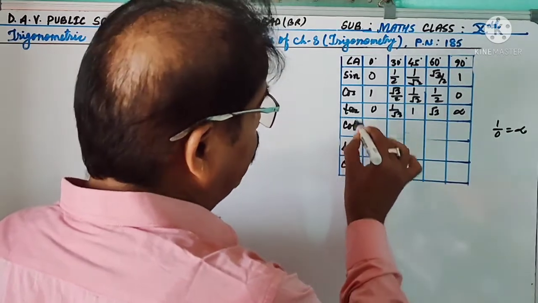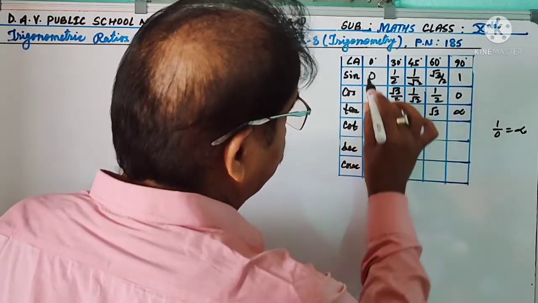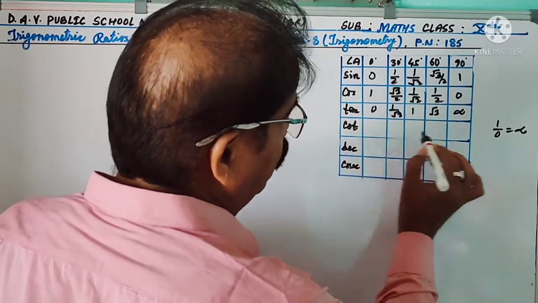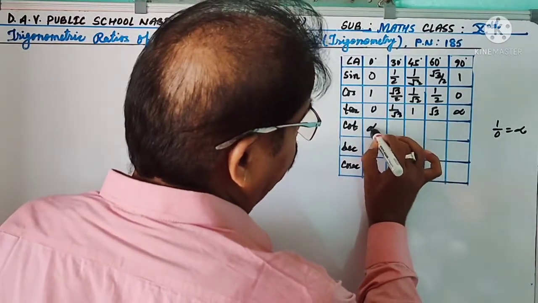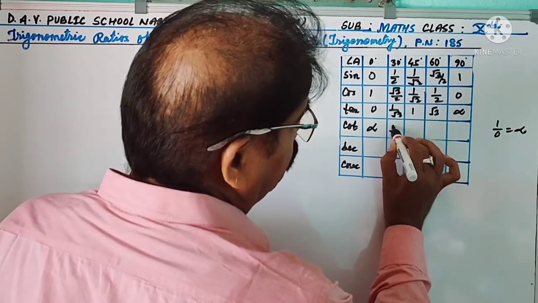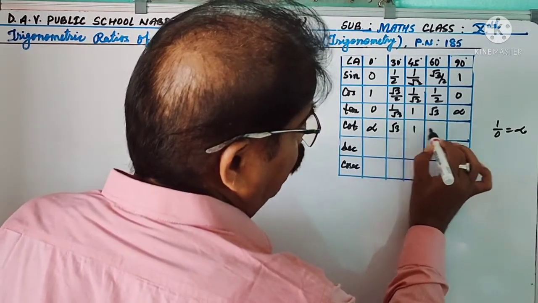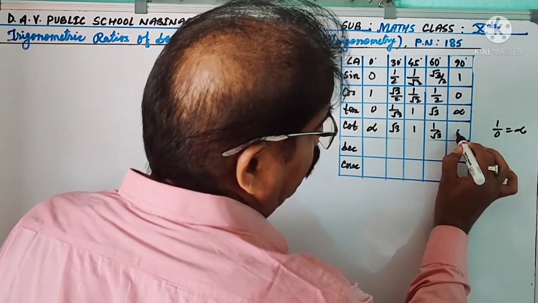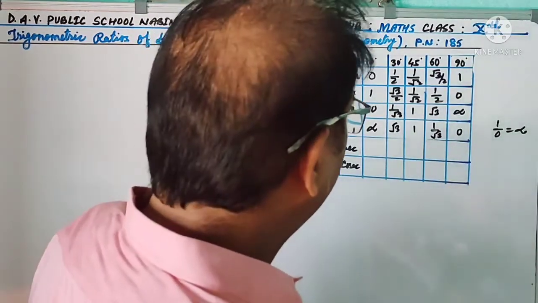And cot is the reciprocal of tan. The reciprocal of tan 0 is equal to 0, so cot 0 is equal to infinity. Cot 30 degree is equal to root 3. Cot 45 is 1. Cot 60 is 1 by root 3, and cot 90 is 0.